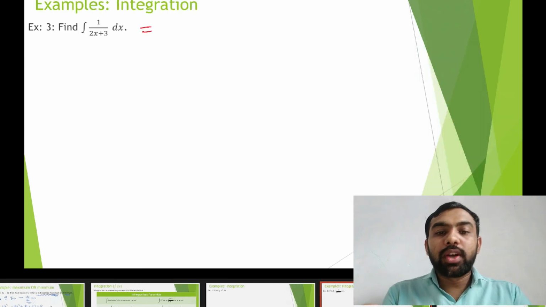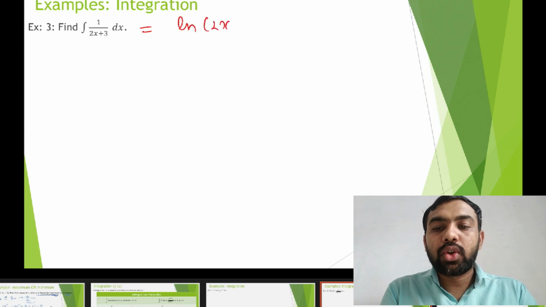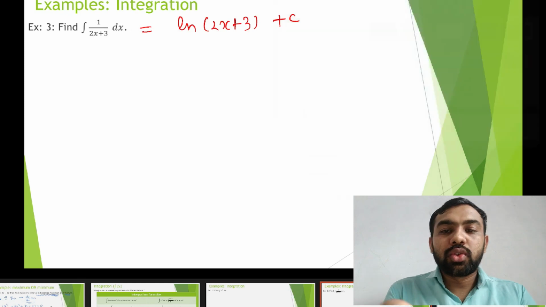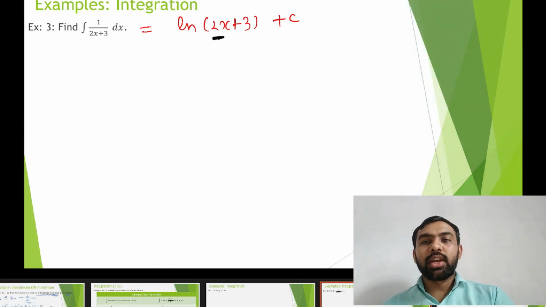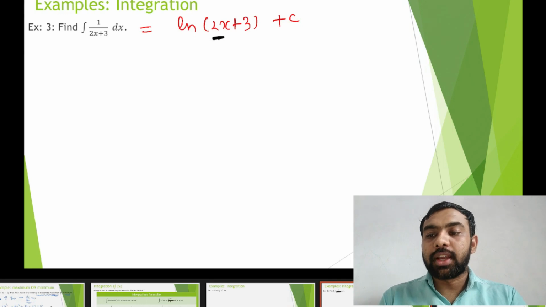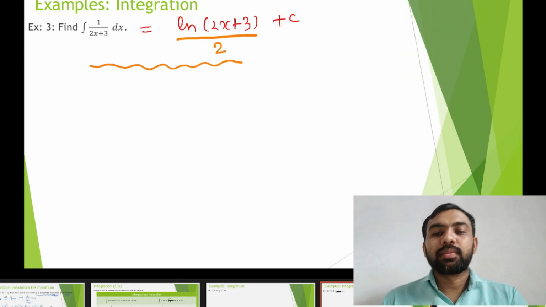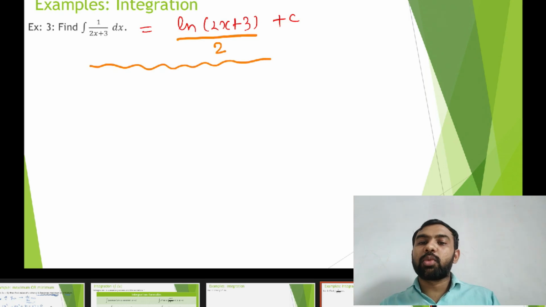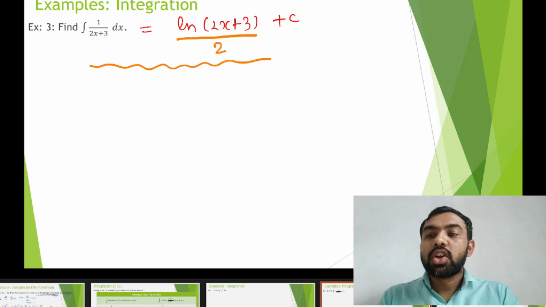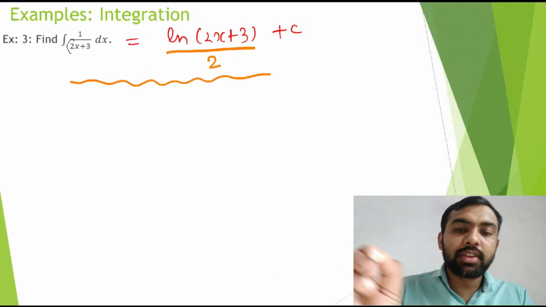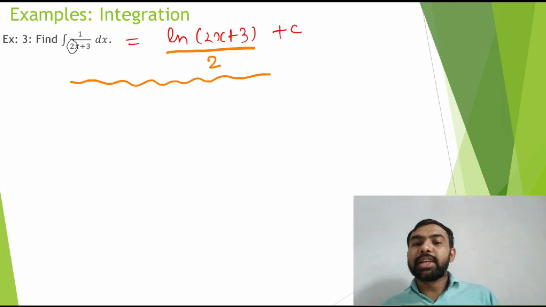So it is equal to ln (2x plus 3) plus c. What is this in a multiplication? So here 2 is additional, in division. So divide by 2. This is our answer. You just divide by the same quantity, whatever the coefficient. Let's see what the coefficient is here: 2, in 2x plus 3 dx. So 2 comes in the denominator like this.